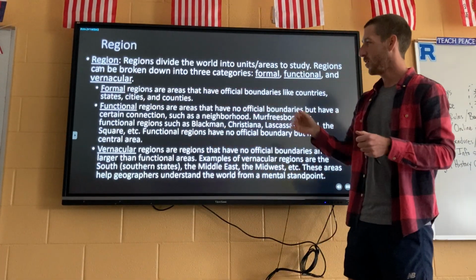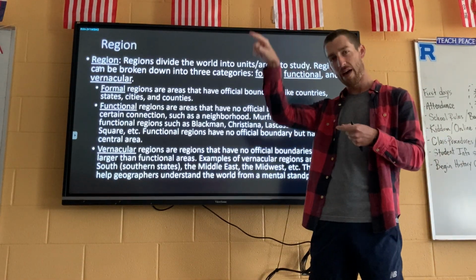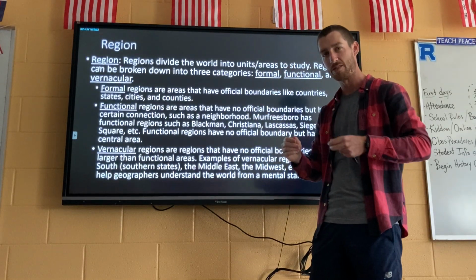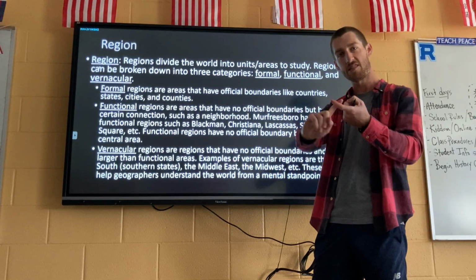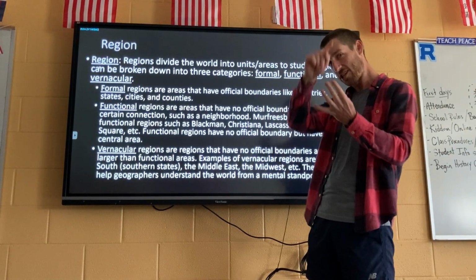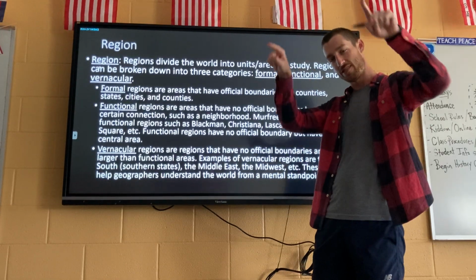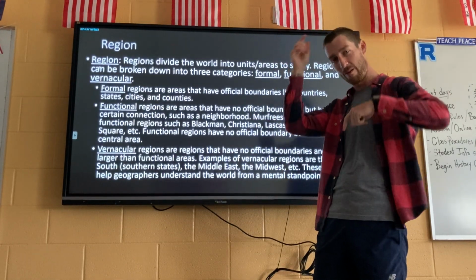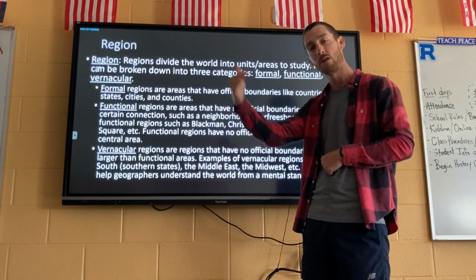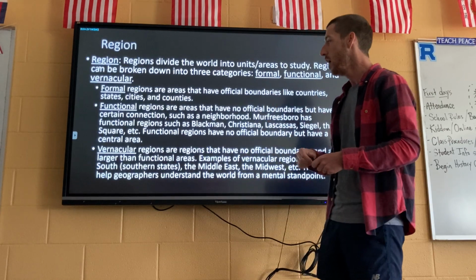Formal regions are like states, cities, countries. You can find them on a map and they have a certain shape. You know exactly where the boundaries are. So examples would be the United States, Tennessee, Murfreesboro's city limits, Nashville's city limits, that sort of thing. Rutherford County, you can see exactly on a map where the boundaries are. And when you're out driving and you cross over the county line, it'll say, oh, you've entered a new county. Oh, you've entered a new state, that sort of thing, okay?